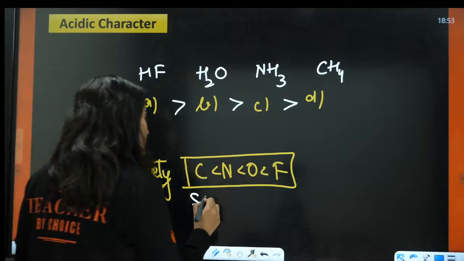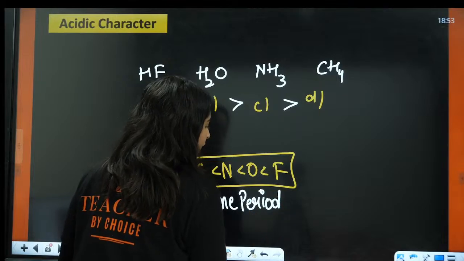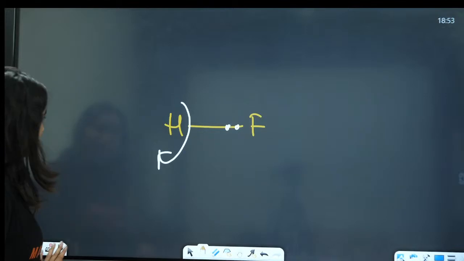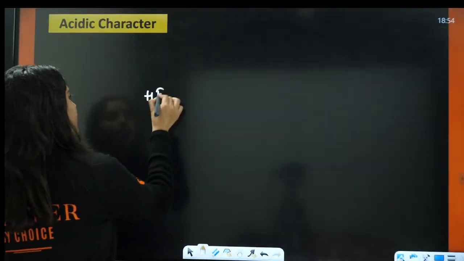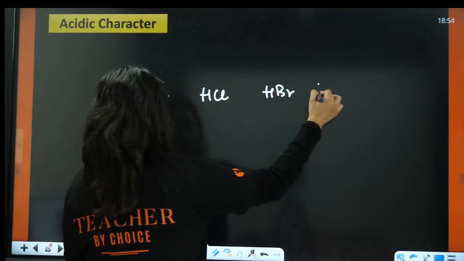Right? So this is the same period. I will write it as the same period. So we'll check the factor of electronegativity. Now, if you are given the case of HF, then HCl, then HBr, then HI.